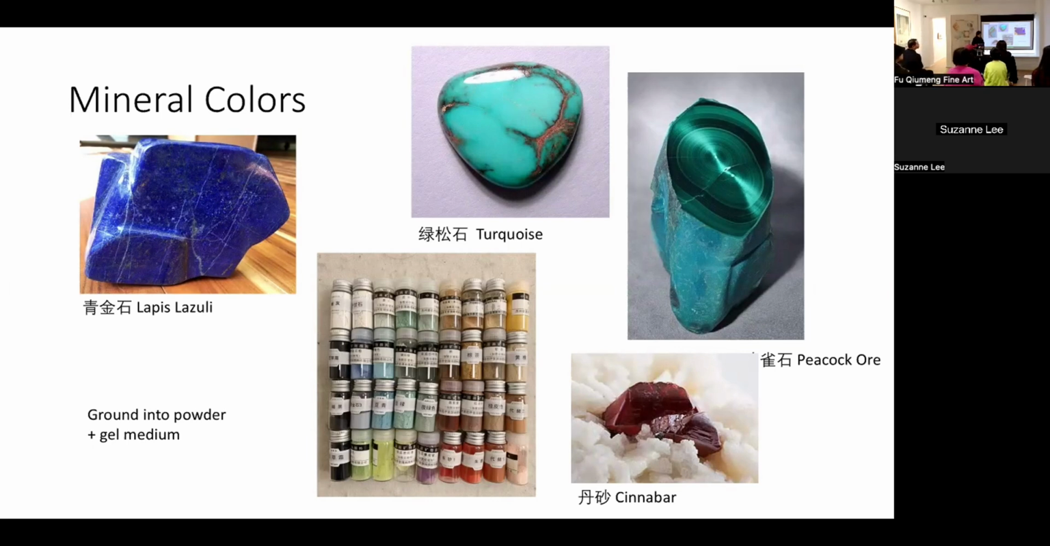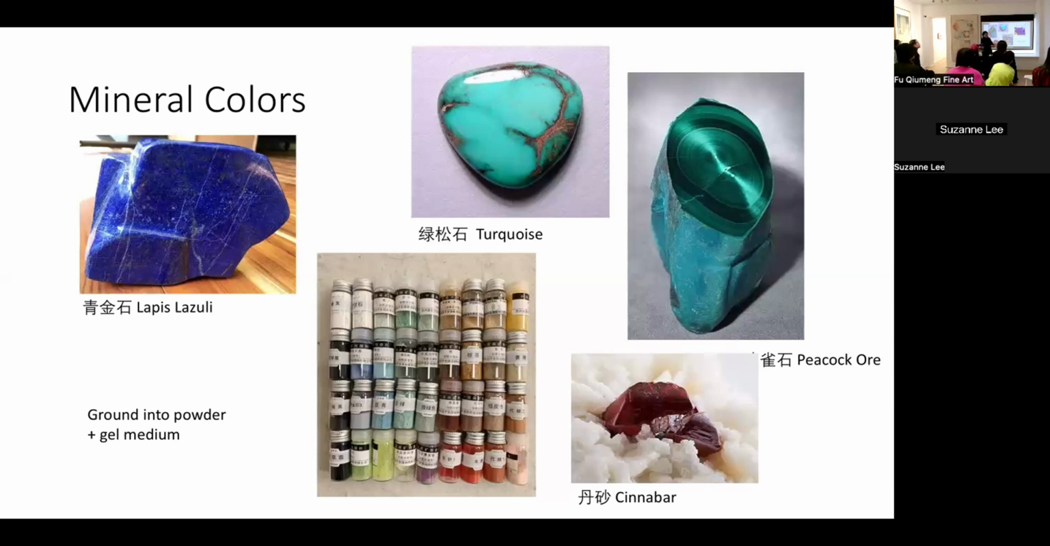When we have these minerals, we grind them into powder and add gel medium to apply it onto the silk or paper and to make it stick. You can see this is the lapis lazuli ground into powder. I'll let it be here and you can see it later after the talk. And this is the turquoise, and this is cinnabar.